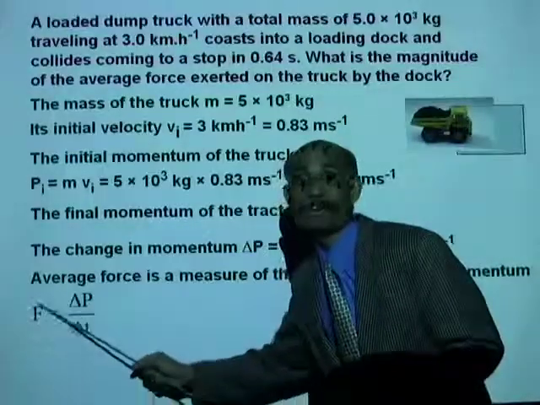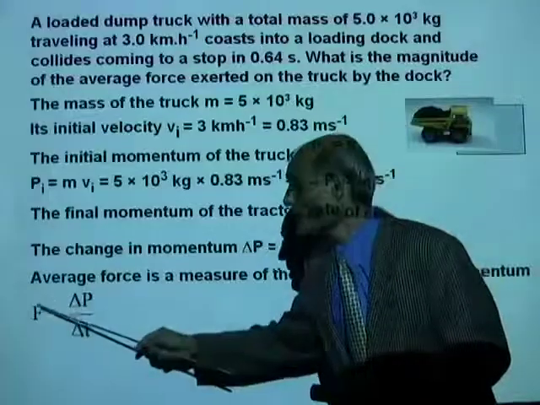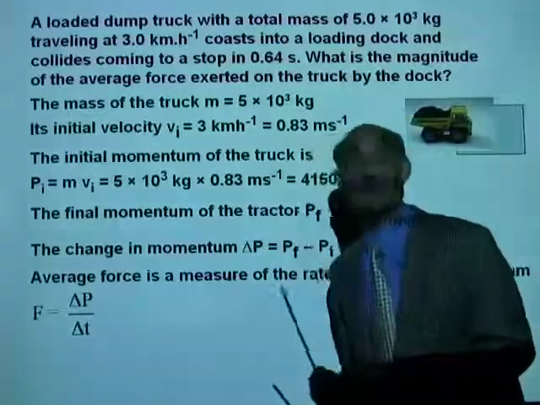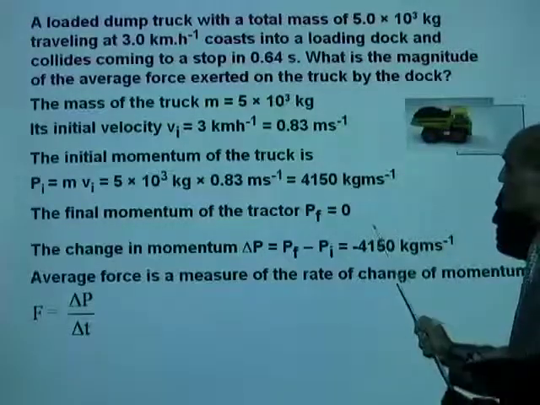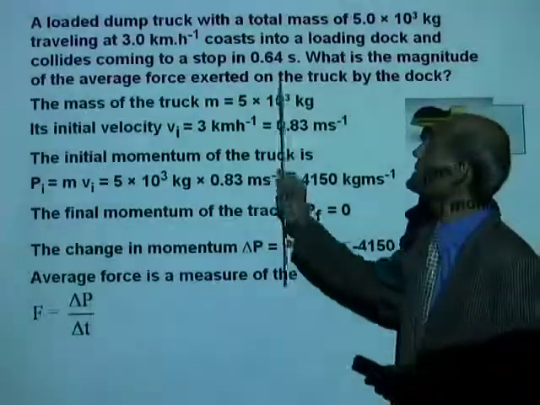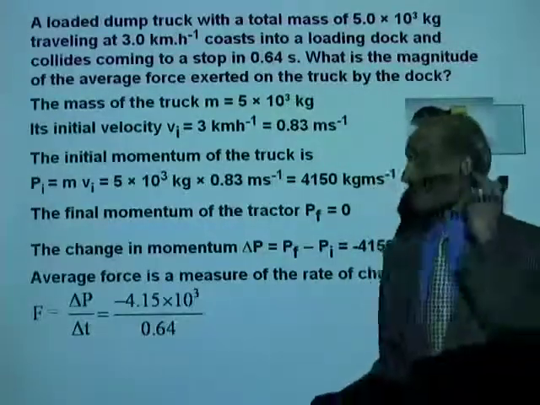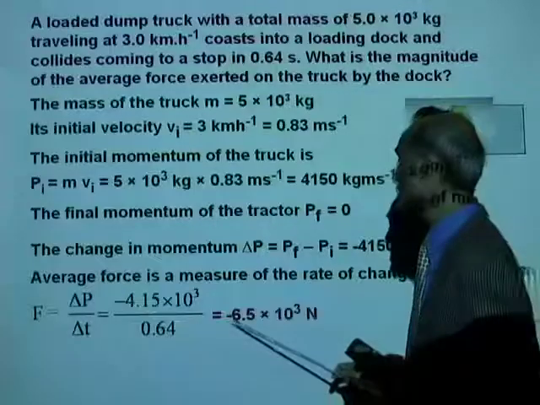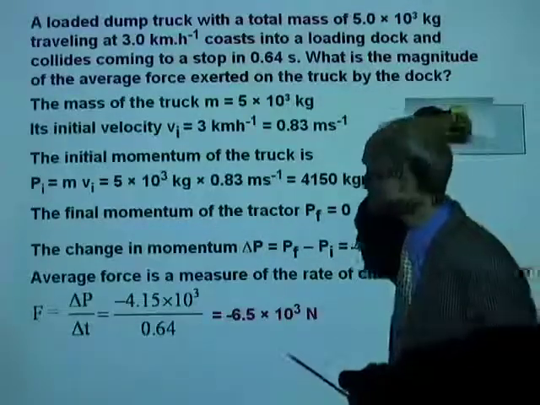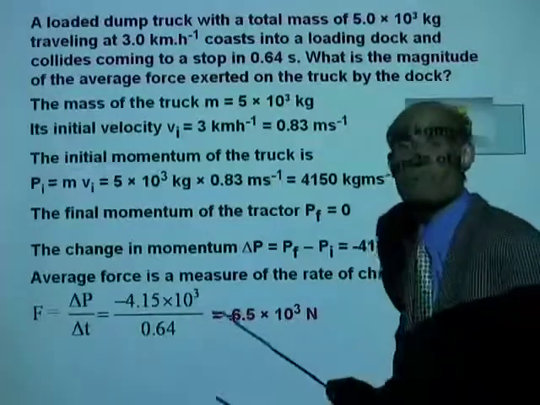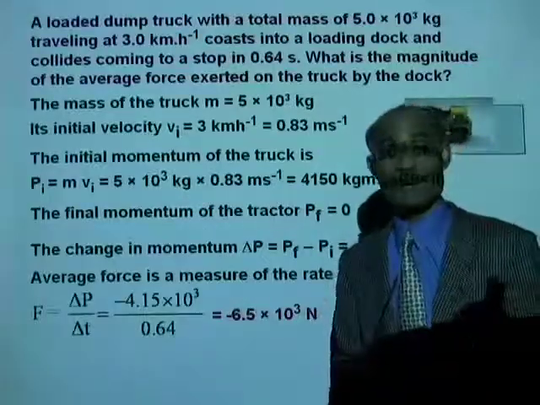Therefore, force is a measure of the rate of change of momentum. F equal to delta P divided by delta T. We have delta P is negative 4,150. Delta T is 0.64 seconds. Therefore, the force equal to negative 6.5 times 10 to the 3 Newton. This is a measure of the force applied by the dock on the truck.